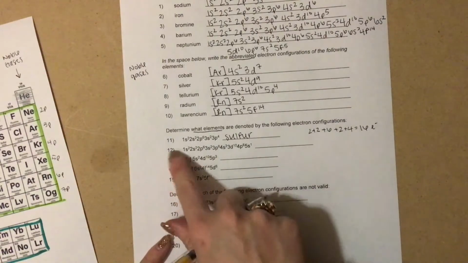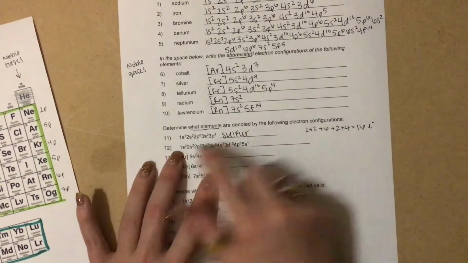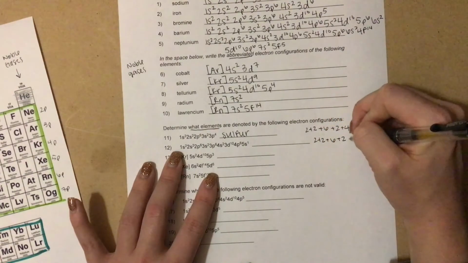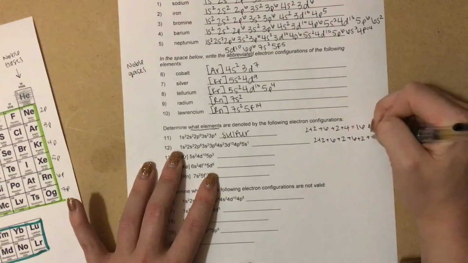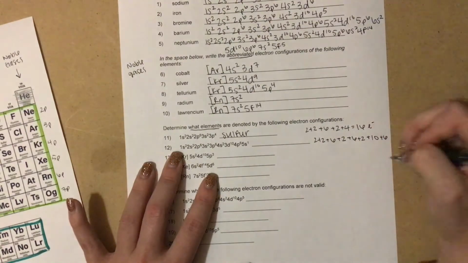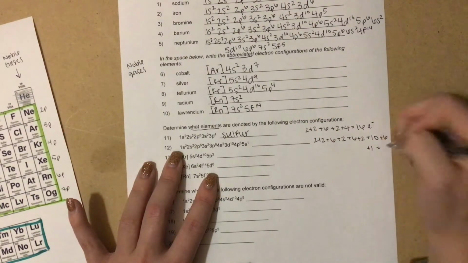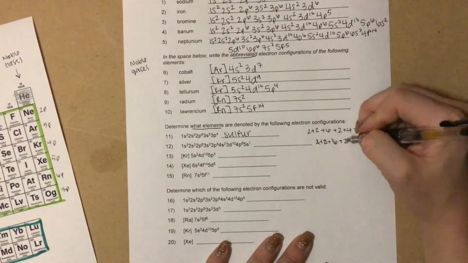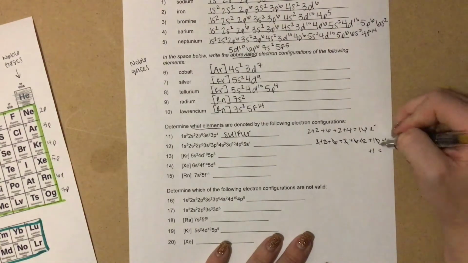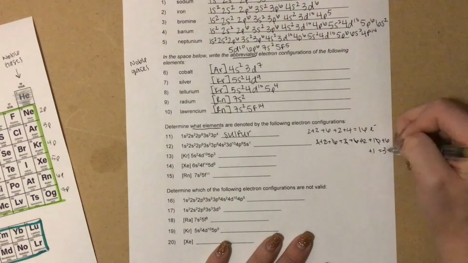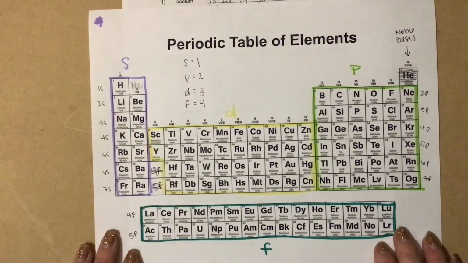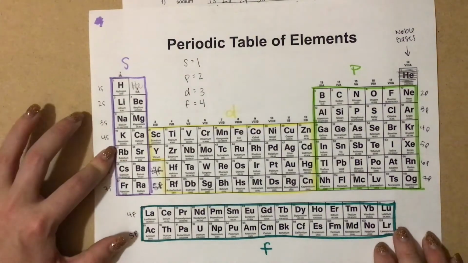I'm going to do number 12 like that as well. So I've got 2 plus 2 plus 6 plus 2 plus 6 plus 2 plus 10 plus 6 plus 1, which is going to give me 10, 20, 30, 36, 37. So all I have to do is find number 37 on the periodic table, which is right here. This is rubidium.